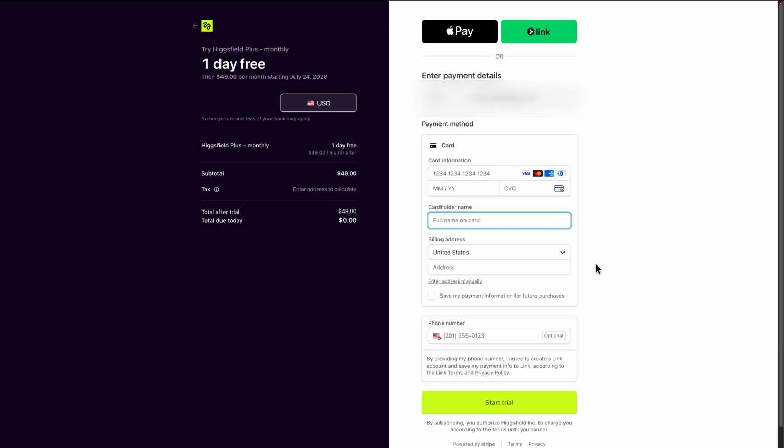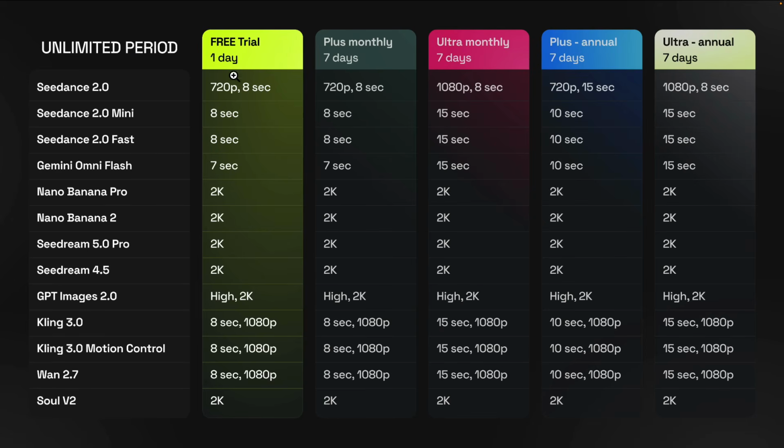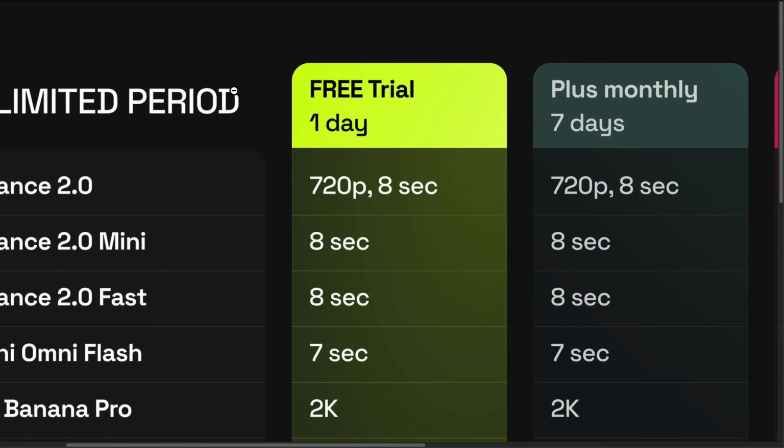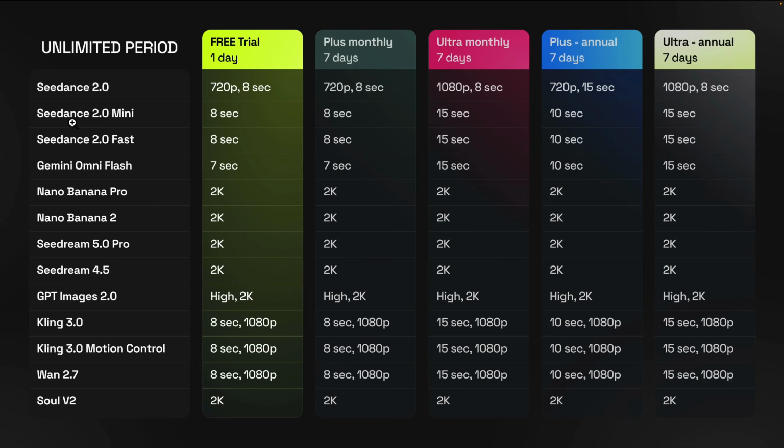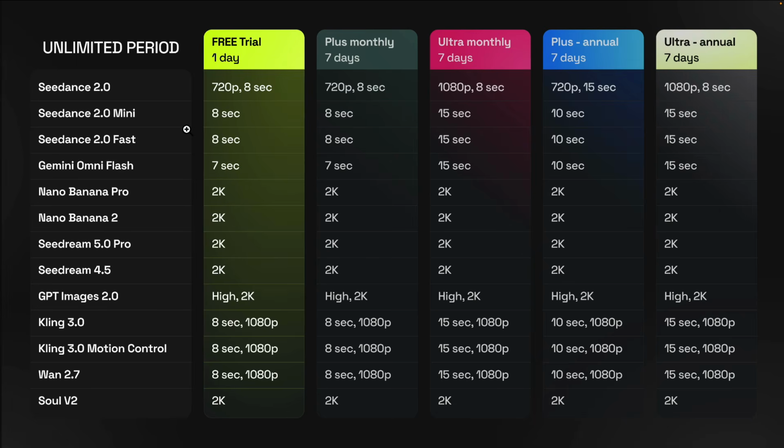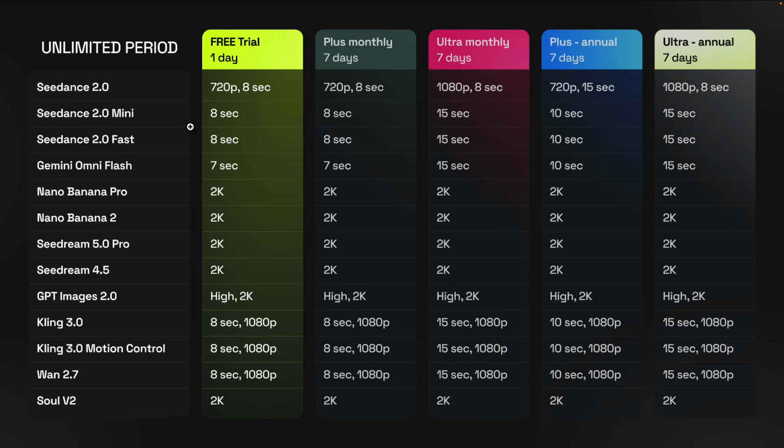After signing up, you'll have unlimited access to a ton of different models, but there are a few caveats to this unlimited period you should know about. For instance, Seedance 2 is completely unlimited at 720p resolution, with a maximum length of 8 seconds. You won't be able to go beyond 8 seconds in unlimited mode. If you want to generate longer videos, you will actually need to use your credits.